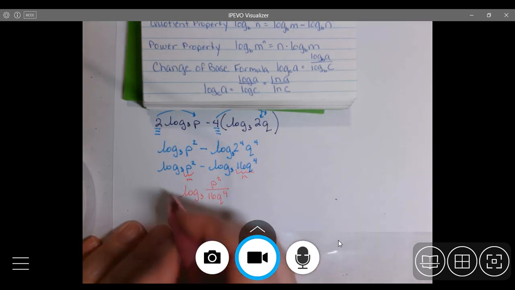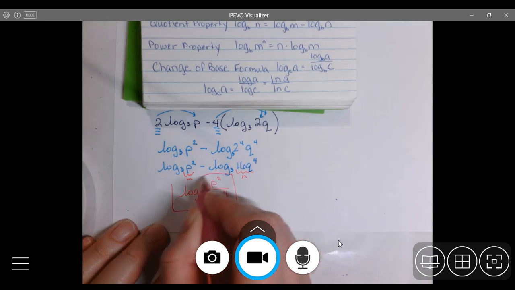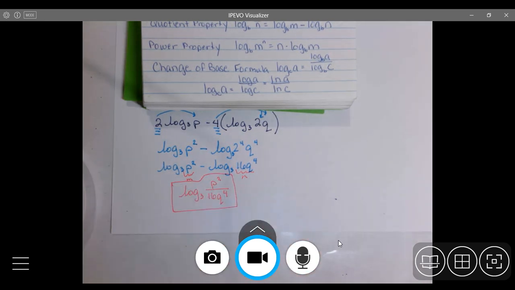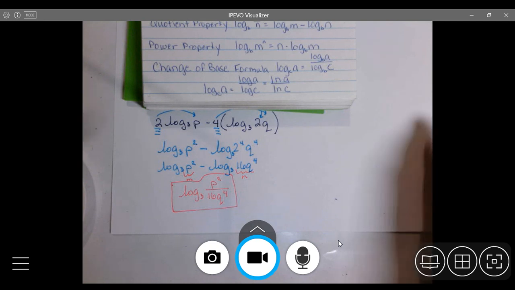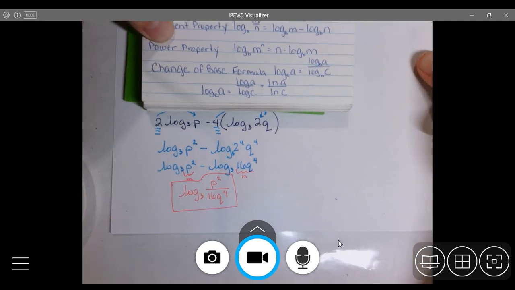Everything is condensed. I can't simplify anything. This right here is my answer. So that is how we condense. So if we're condensing, that makes it much easier.